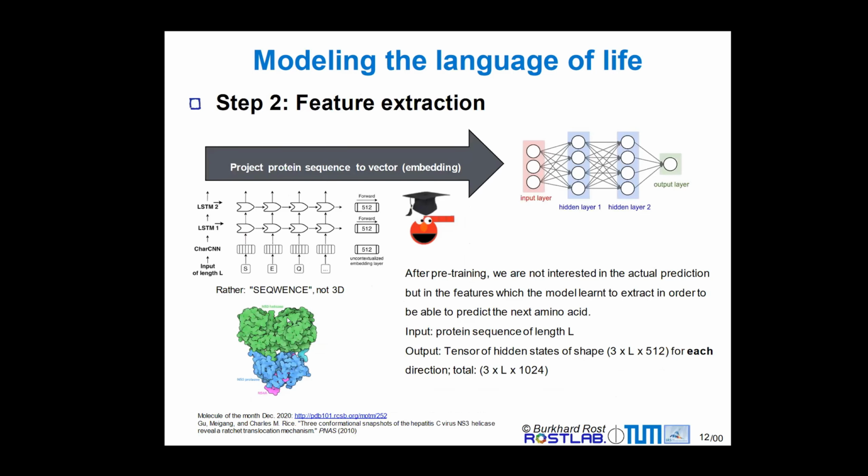So we have our protein. I just used here again the 3D figure because it's nice, but in fact it's really a sequence. So it's 1D, not 3D. Again, this is important because we can utilize the unlabeled data. For 3D, we would be limited to PDB again, which would be bad. So we really only feed in protein sequences of length L.